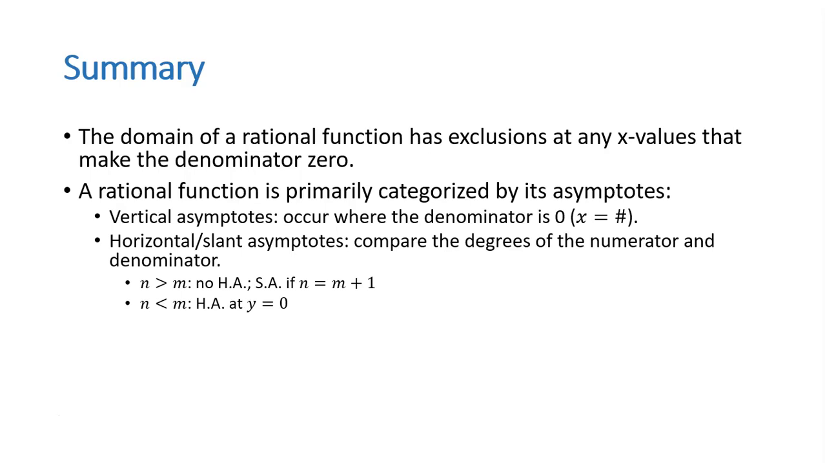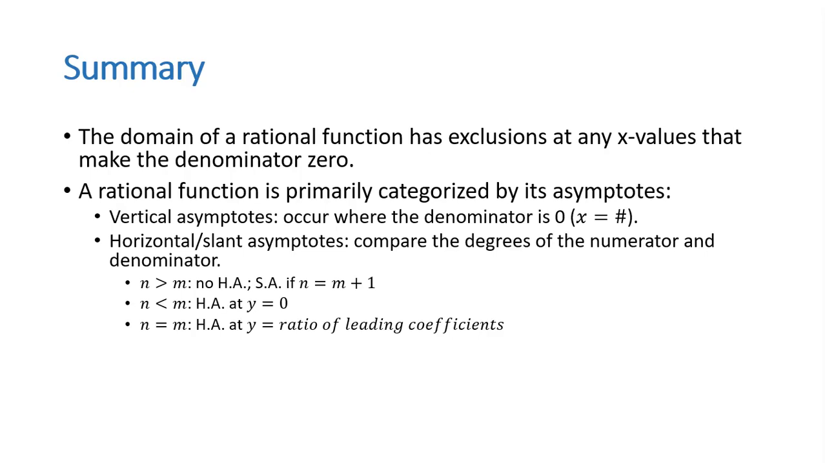If n is less than m, we have a horizontal asymptote, and it's at y equals 0, which is our x-axis. And then our third case, if n is equal to m, we have a horizontal asymptote at y is equal to the ratio of the leading coefficients. So once our numerator and denominator are expressed in descending order, highest exponent first, we take a ratio of the two coefficients at the front of each of the polynomials.